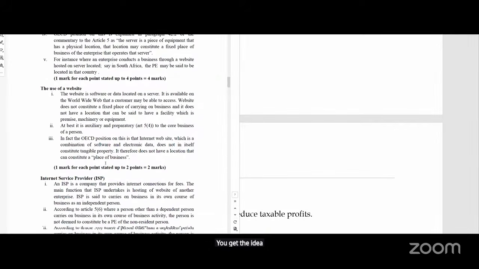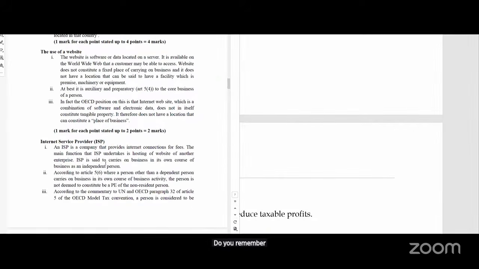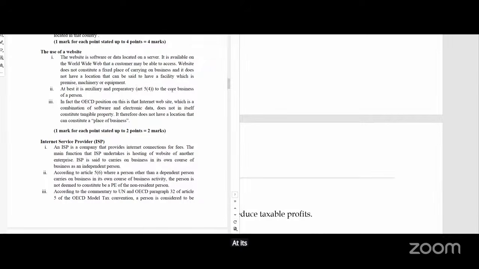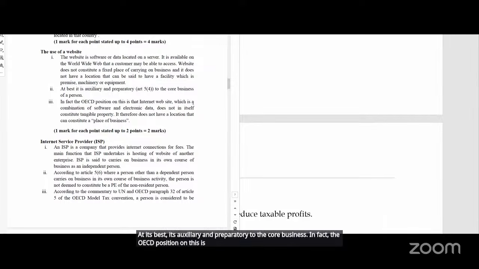Do you remember? Yes, Prof. Yes. So the use of a website. The website is software or data located on a server. It is available on the World Wide Web so that the customer may be able to access it. So a website does not constitute a fixed place of carrying on business, and it does not have a location that can be said to have a facility, which is premises, machinery, or equipment. At its best, it's auxiliary and preparatory to the core business. In fact, the OECD position on this is that the internet website, which is a combination of software and electronic data, does not in itself constitute tangible property.